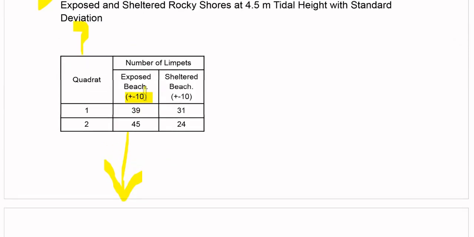Looking at this, plus or minus 10 means you're saying you believe you had an error count of 20 per sample. That's more than half of some of them. I think you need to revisit that to be a little bit more accurate.